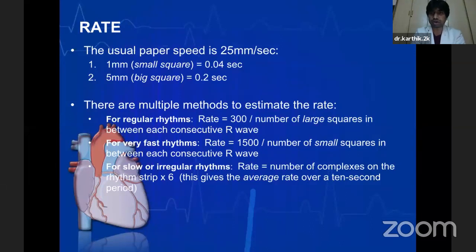So on that distance, you calculate the number of complexes, that is the RR intervals that are falling under the 6-second duration, and multiply it by 10. That gives you the heart rate for a 60 seconds duration or 1 minute duration. On the contrary, if you have a large rhythm strip, you can use this to calculate for 10 seconds and multiply it by a factor of 6 to get the heart rate for a 60-second duration.